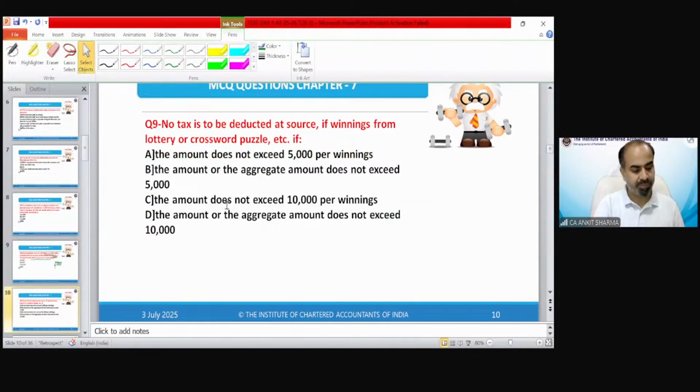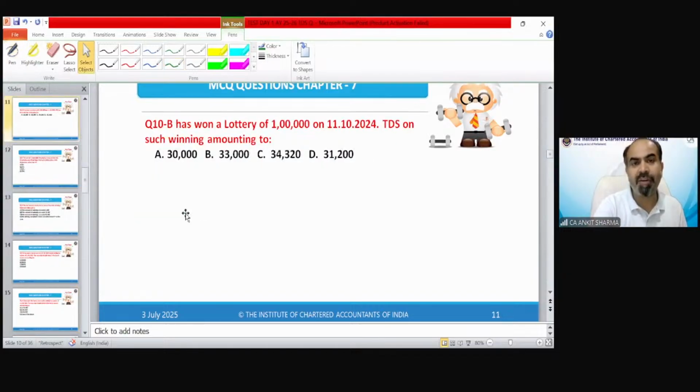Question number 9. No tax is to be deducted at source on winnings from lottery or crossword puzzles, etc., if it is less than or does not exceed 10,000, then there is no need of TDS deduction. Question number 10. It says B has won a lottery of 1 lakh rupees on 11/10/2024. How much would be the TDS on such winning? The rate would be 30%. So the correct answer would be A.